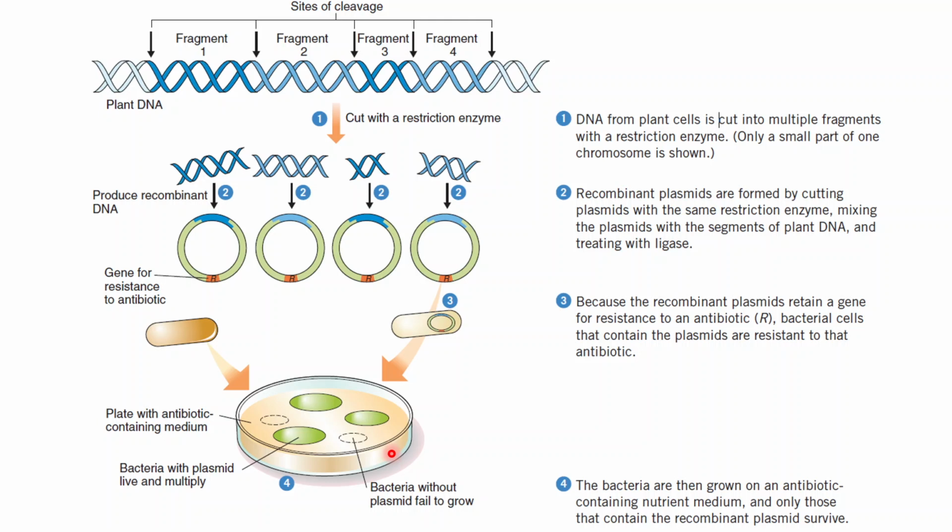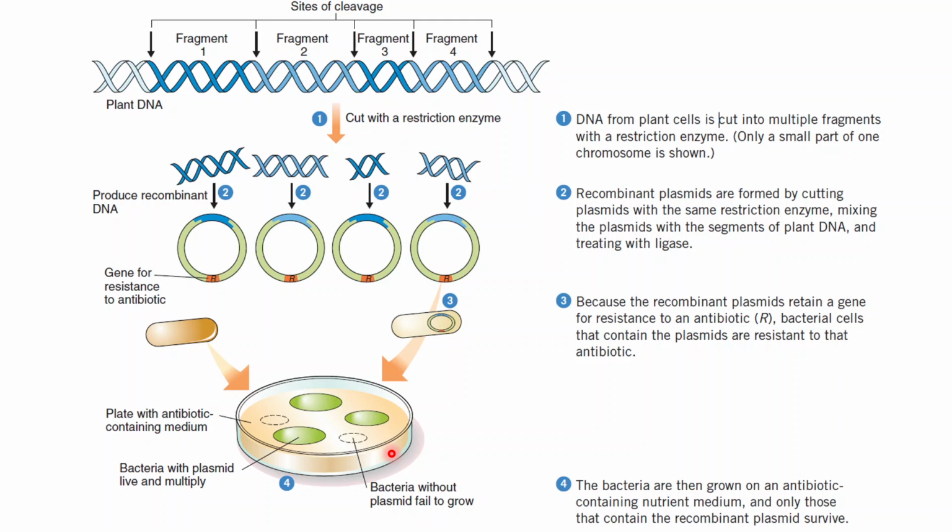The plasmid is replicated and distributed to its daughter cells during cell division. When a recombinant plasmid, one that has foreign DNA spliced into it, replicates in this way, many identical copies of the foreign DNA are made. In other words, the foreign DNA is cloned.